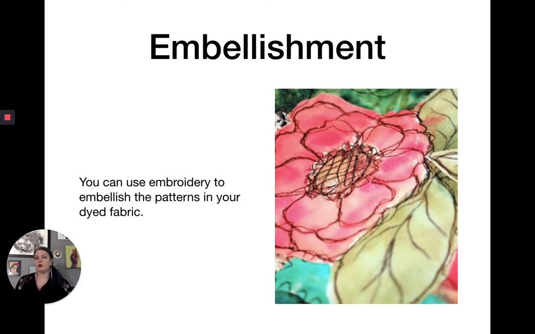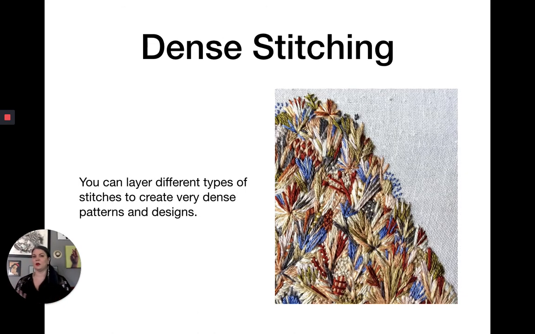Embellishment. You can use embroidery to embellish the patterns in your dyed fabric. So some of the most successful and interesting slow stitch projects I've had in the past are when students are using their EcoPrint or Rust Transfer and they go in and embroider around the shapes and patterns that are created in that fabric and enhance it with embroidery. So you don't have to just do arbitrary stitching. You can take your cues more from the fabric that you've created than just doing line work that doesn't relate to the fabric. You can do it either way, but it's just an idea to put out there.